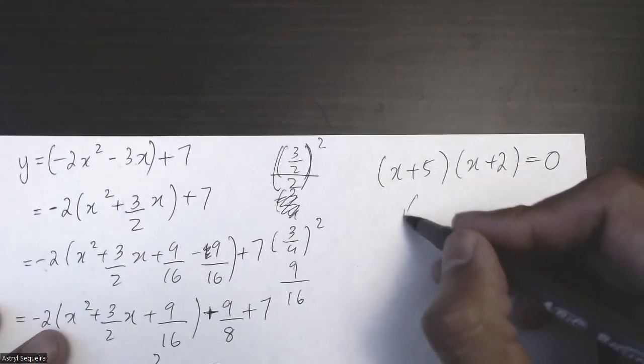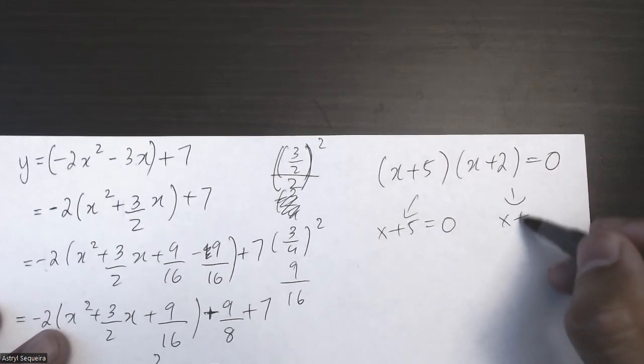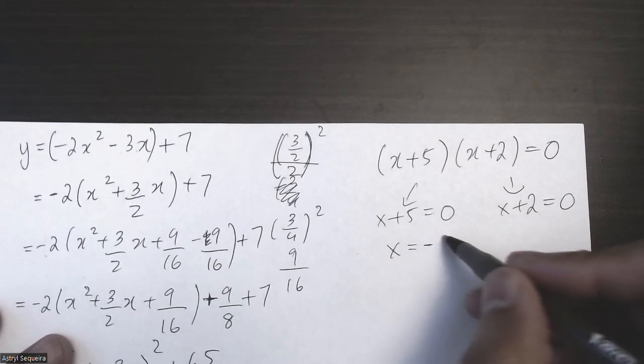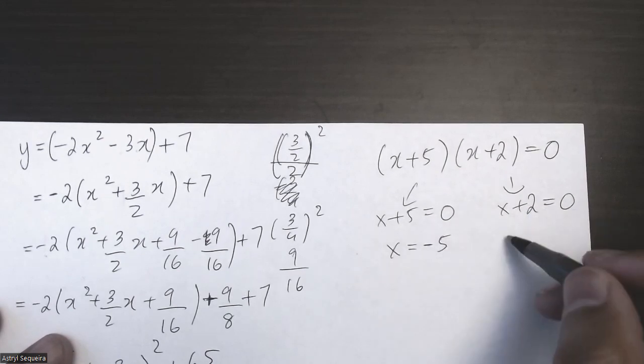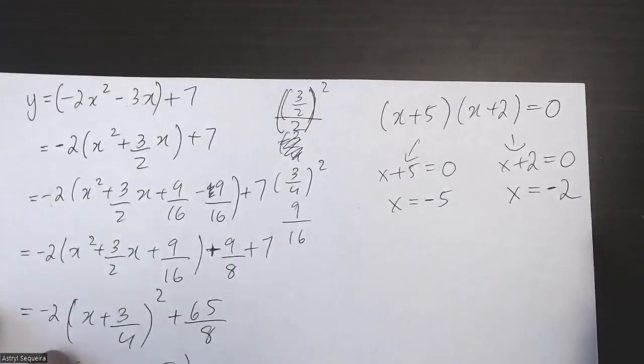So when it's factored, you can actually split your equation into x + 5 = 0 and x + 2 = 0. And if I solve this, I just move the 5 to the other side, so x = -5. Here I move the 2 to the other side, so x = -2.